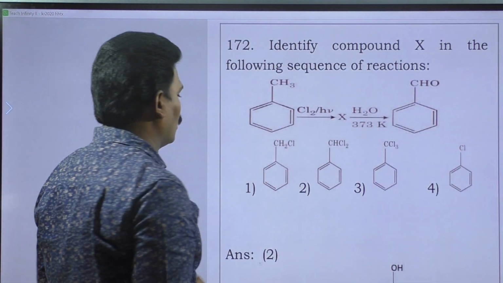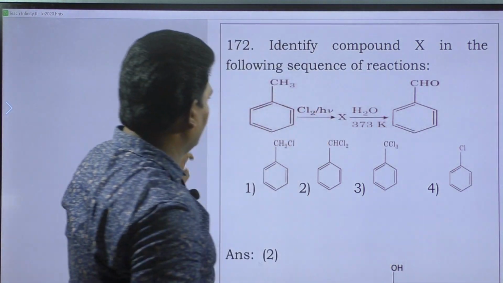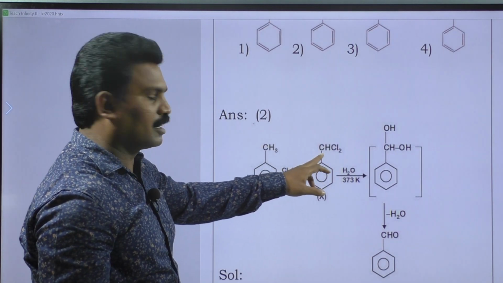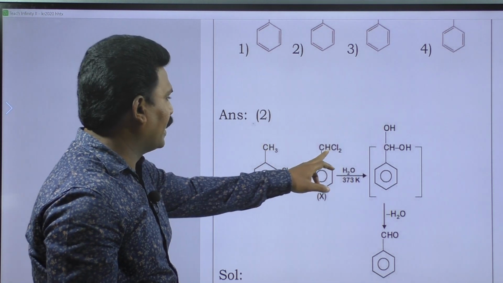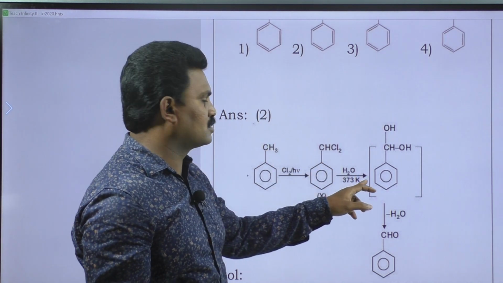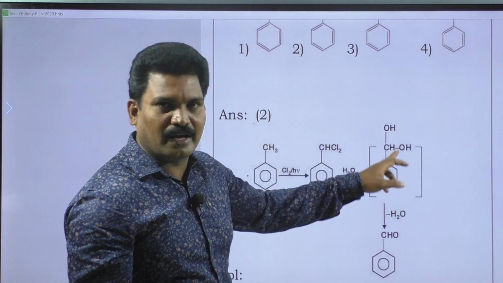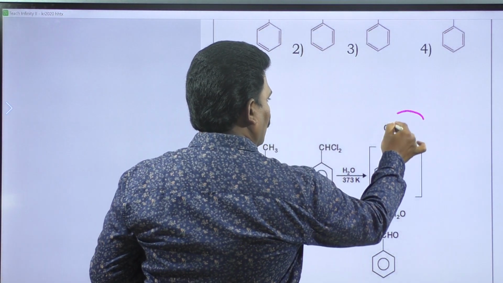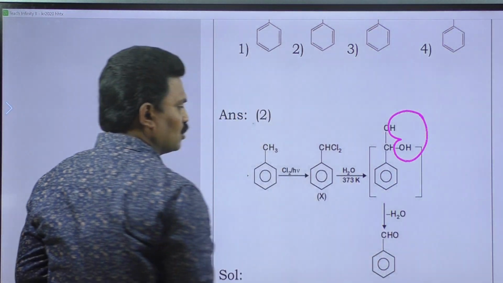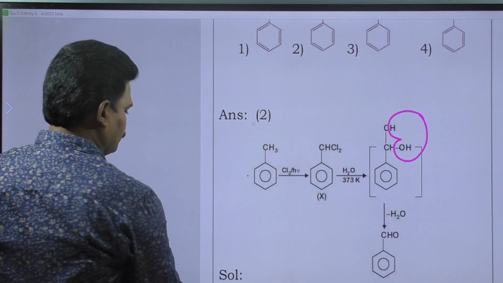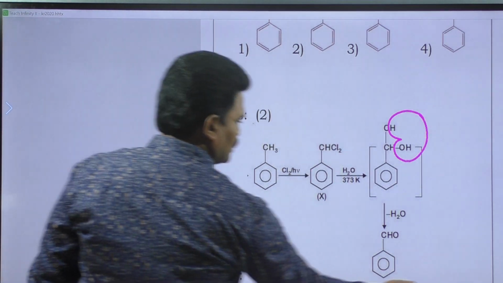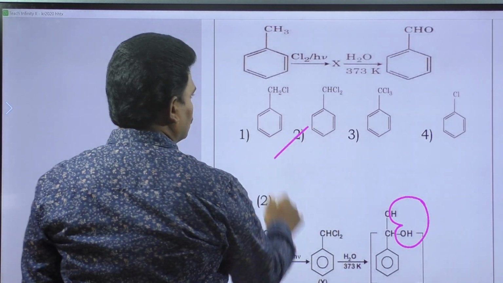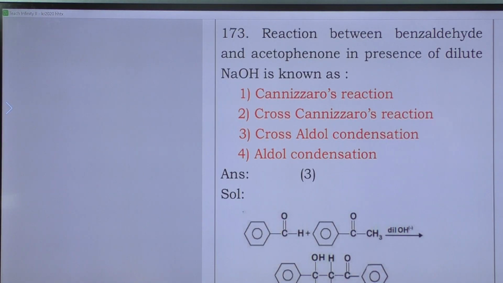Identify the compound X in the following sequence. Toluene on chlorination in the presence of sunlight. Here hydrogens are replaced by chlorines to form a dihalo compound, which on hydrolysis gives a diol, a geminal diol. Here two OH groups are on the same carbon, which is unstable, so loss of a water molecule forms benzaldehyde. But in the given question, we identify X, so X is the dihalo compound, so the answer is the second option. And then go to question number 173.